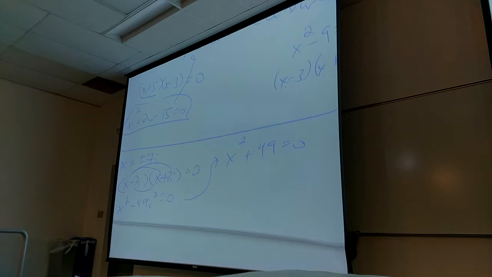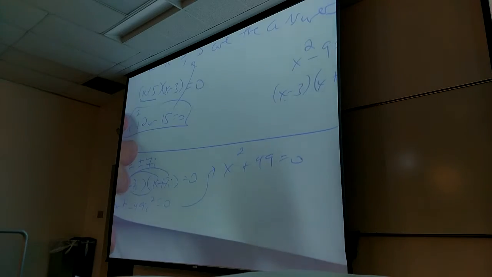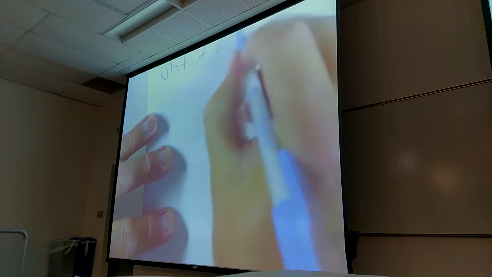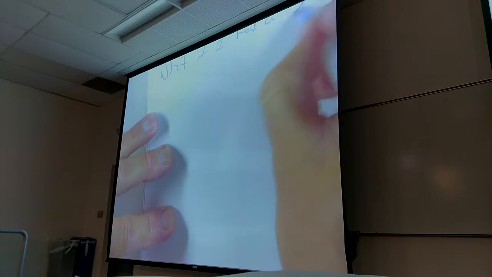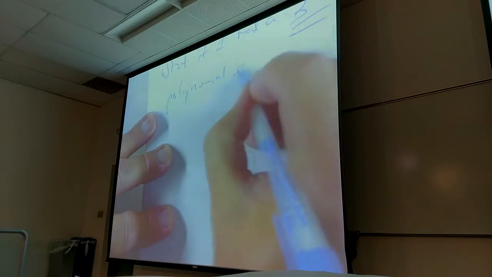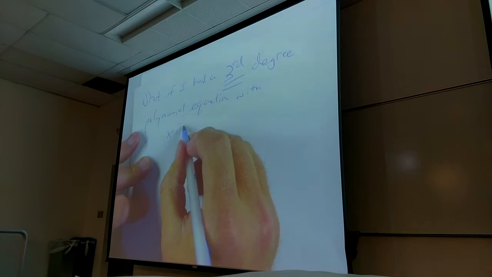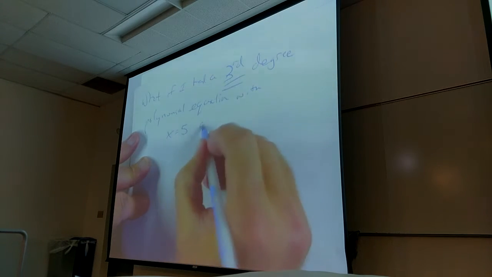So there will be several problems giving you the answers and asking you to recreate the equation where that would have come from. All right, here comes the ultimate one. What if I had a third degree polynomial equation with x equal to 5 as the only answer?